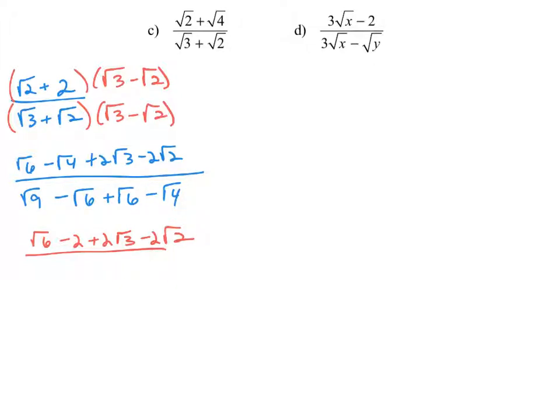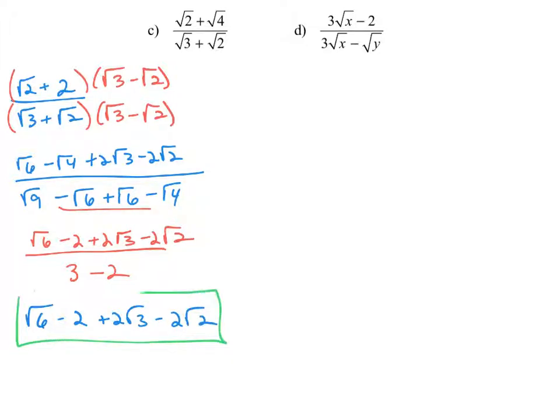In the denominator, we can simplify. Those middle terms are always opposite, and we have the square root of 9, which is 3. The middle terms will cancel out, and minus the square root of 4 is minus 2. So in the denominator, we just get 1. So our final answer can be written as the square root of 6 minus 2 plus 2 square root of 3 minus 2 square root of 2, with a 1 in the denominator, which just simplifies.